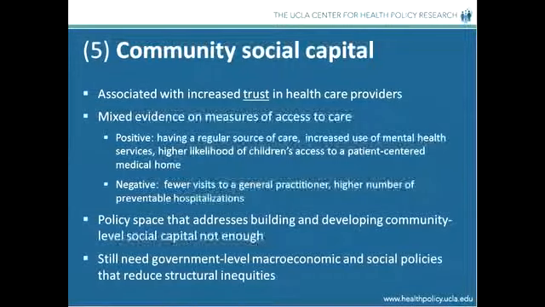So I think the controversy with social capital is that even though interventions that promote community formation are important, they are necessary, they are not sufficient. So the policy space that addresses building and developing community-level social capital is not enough. And in some ways, it's been criticized that focusing on this might shift government attention, so that you still need government-level attention in macroeconomic and social policies that reduce the structural inequities because of the inherent inequities in the United States on where people live and work.